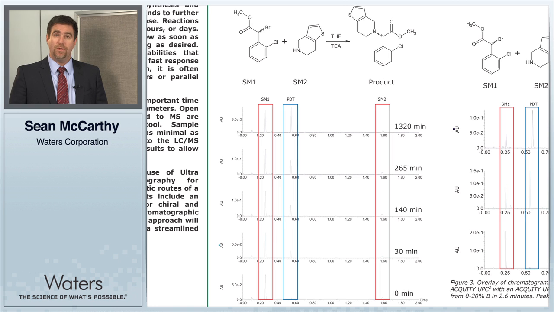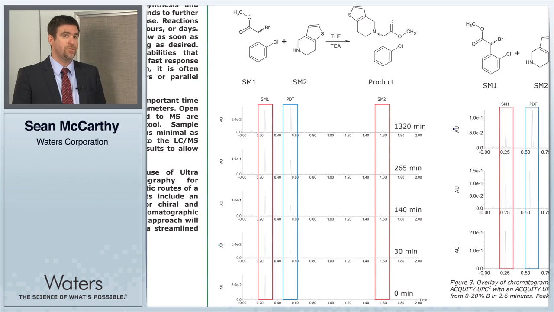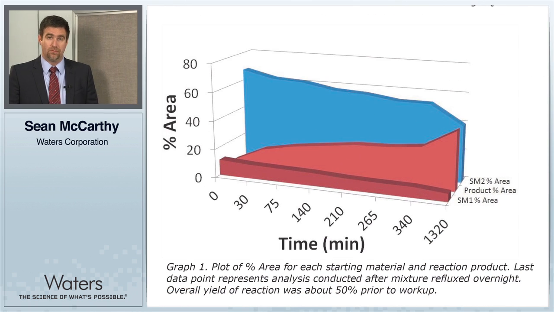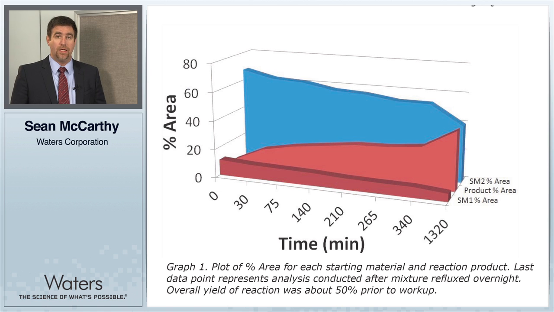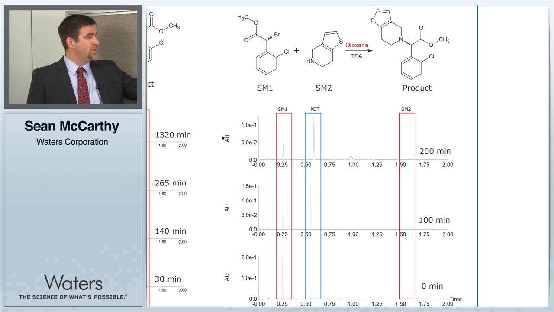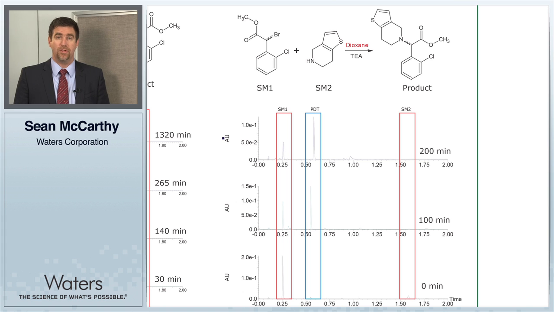The following morning, we did an analysis of that reaction mixture and found still there was roughly 50% yield of the desired product. And you can see in the graph below a graphical depiction showing the reaction progress, indicating that the reaction rate was fairly slow. To overcome the slow nature of the reaction, we substituted dioxane for THF, given the fact that it has similar chemical properties and should yield a higher reaction rate.